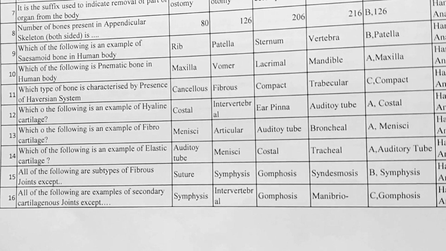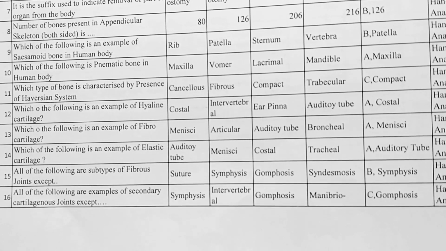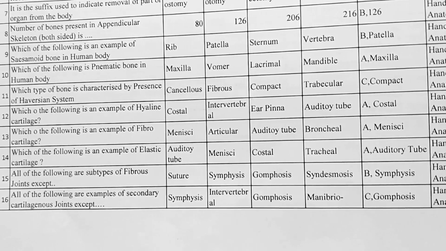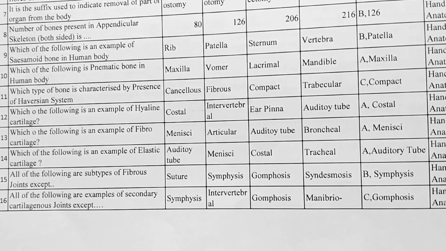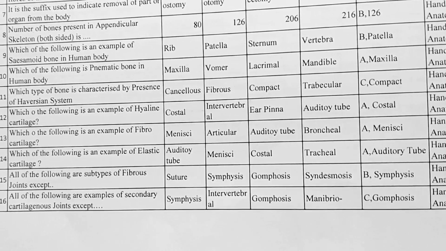Next, all of the following are examples of secondary cartilaginous joints except. Options: symphysis, intervertebral, gomphosis, manubrio. Option C is correct, gomphosis.